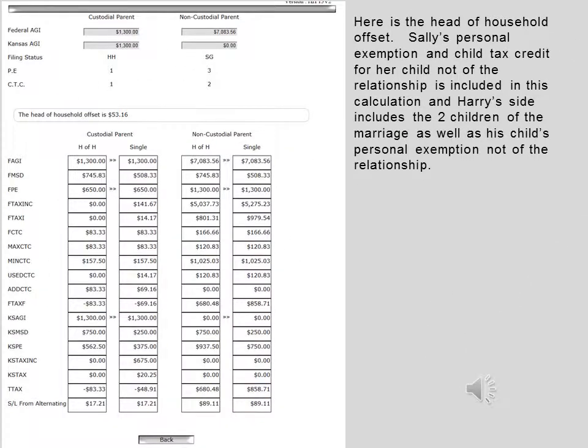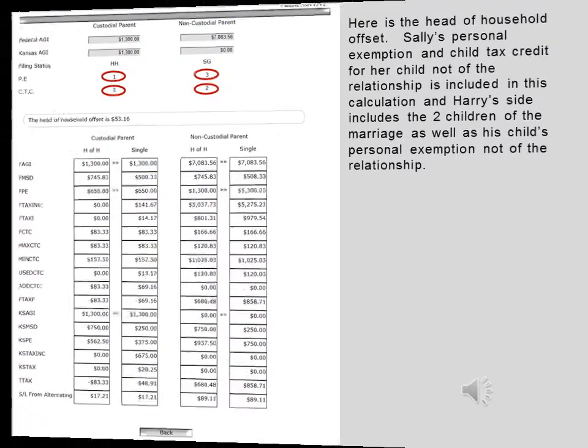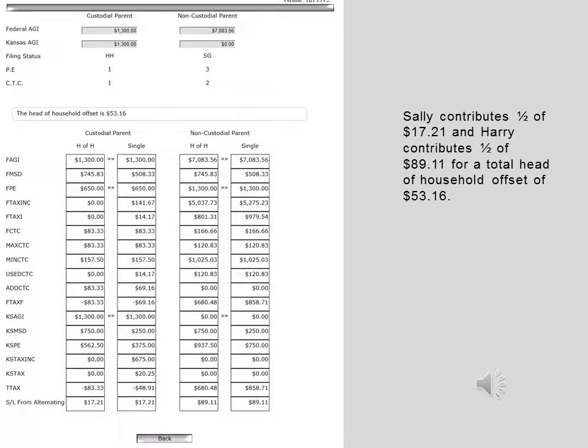Here is the head of household offset. Sally's personal exemption and child tax credit for her child not of the relationship is included in this calculation, and Harry's side includes the 2 children of the marriage as well as his child's personal exemption not of the relationship. Sally contributes half of $17.21, and Harry contributes half of $89.11 for a total head of household offset of $53.16.